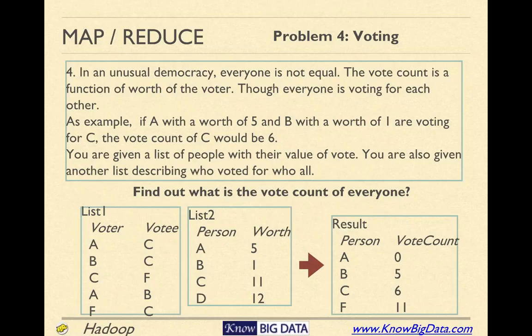Now, you're given a list of people with their value of the vote, and you're also given another list describing who voted for who. So what we want, at the end of the day, is the vote count of everyone. All right?